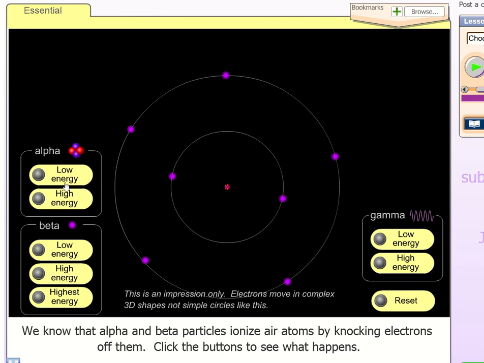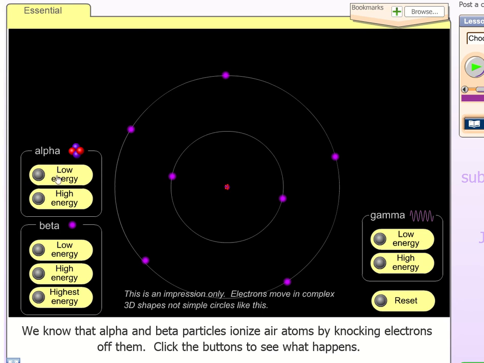What we're going to show is what happens when we fire different ionizing radiations at an atom and see what happens to this atom here. If you want to look it up, this atom has 1, 2, 3, 4, 5, 6, 7 electrons, so 7 protons in the middle. So if you look up element 7, you can see what atom it is.